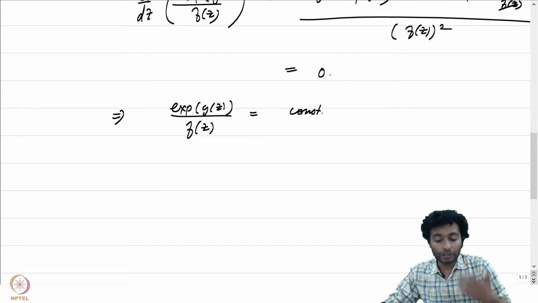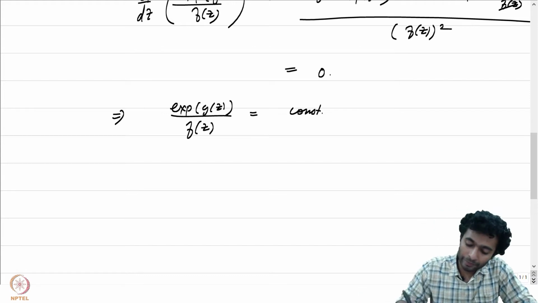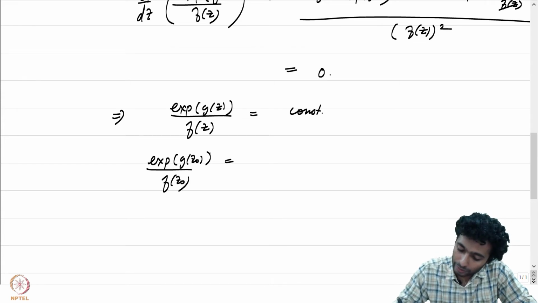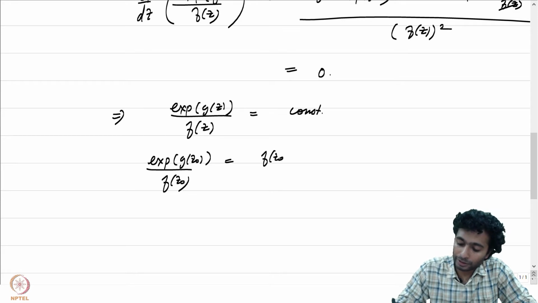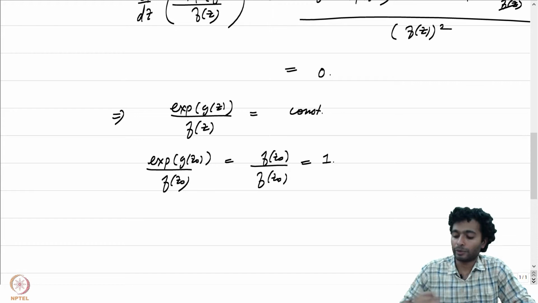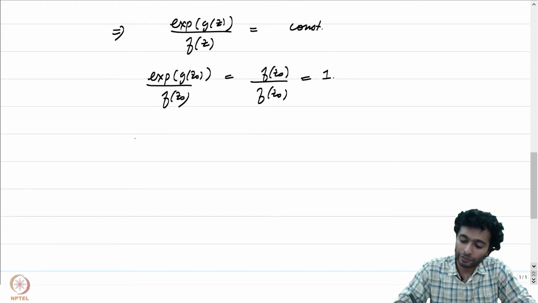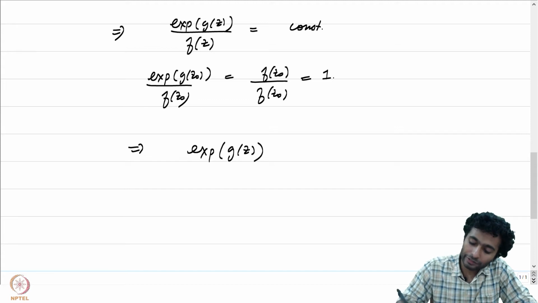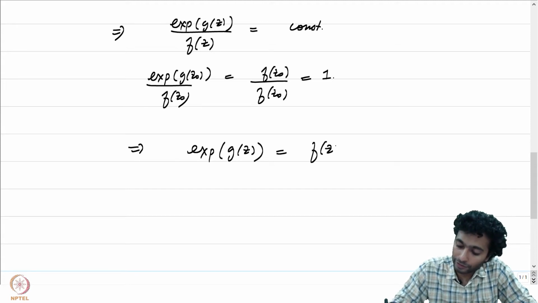How did we arrange for g? g was picked in such a manner that at z0, exp of g of z0 by f of z0, if you look at this, this is exactly equal to exp of g of z0 over f of z0, and this is exactly equal to 1. So what we have just arranged for is a function g which satisfies the condition that exp of g of z is equal to f of z.